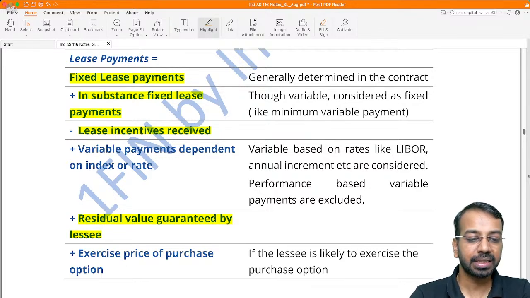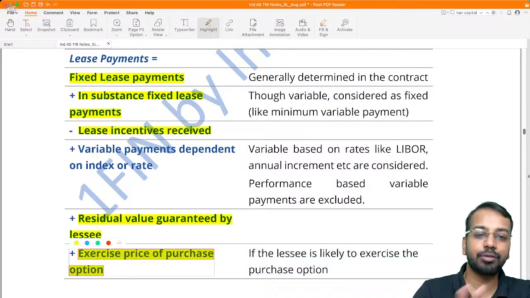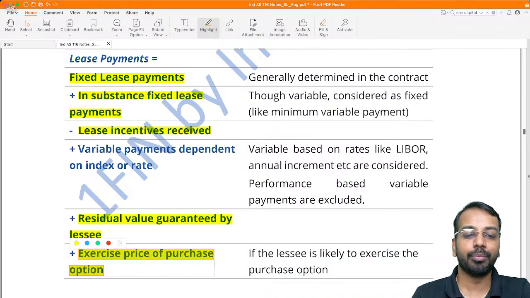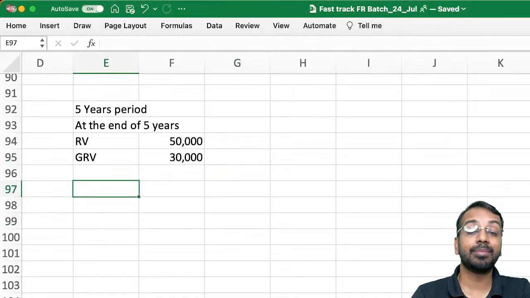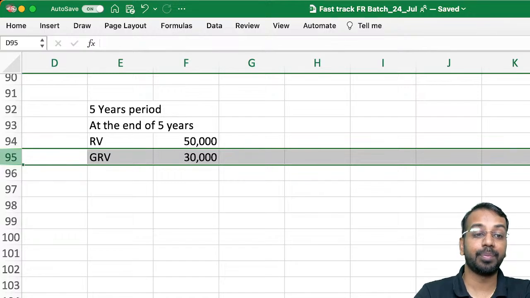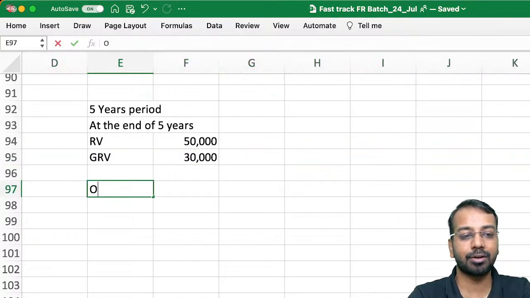Then the exercise price of purchase option, if the lessee is likely to exercise the purchase option. Now the meaning of this is, sometimes when you have taken an asset on lease, the contract would say that at the end of the period, at some amount the asset can be purchased by the lessee. Here the lessee is not giving a guarantee. In this second case the lessee has an option.